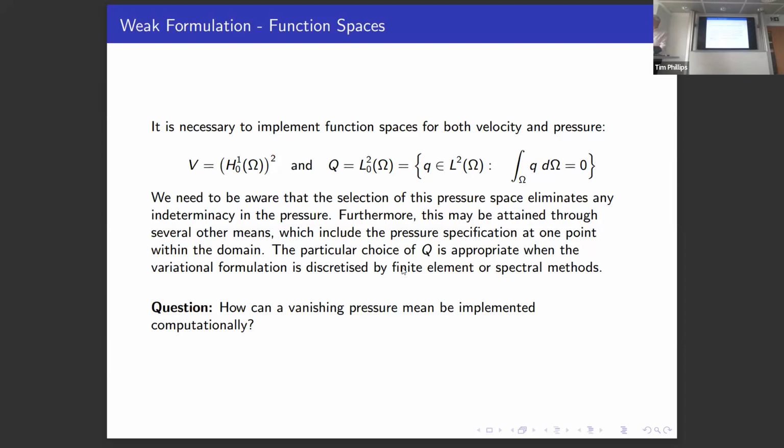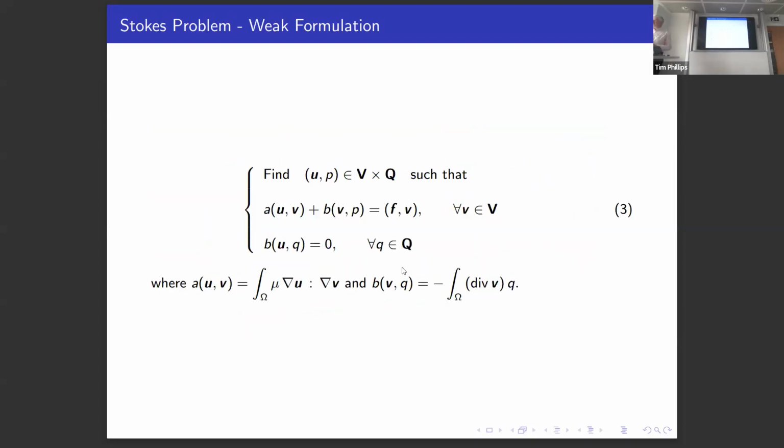But I will also show in this talk, and perhaps it's the main point of the talk, that this condition can also lead to advantageous properties when you solve the discrete problem using iterative methods. It's difficult to implement this condition because what you'd ideally like, of course, is for all the basis functions that you use within a finite element or spectral element method to have this property. And it's not possible to do that in general.